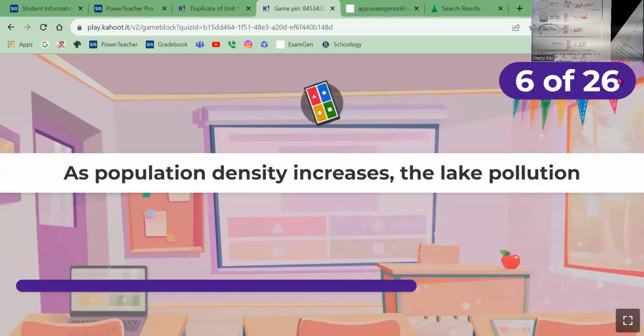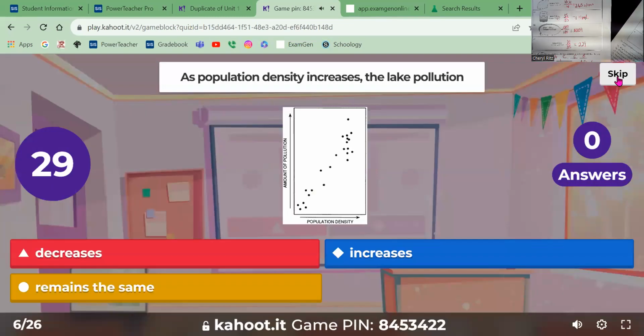As population density increases, the lake pollution, so population on the X, pollution on the Y.